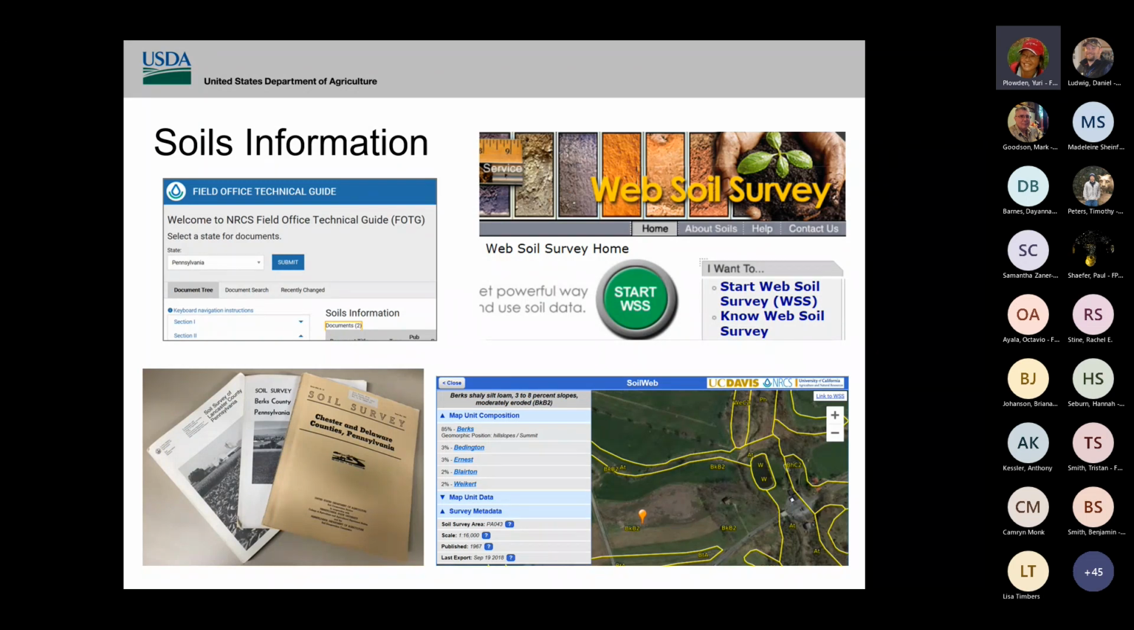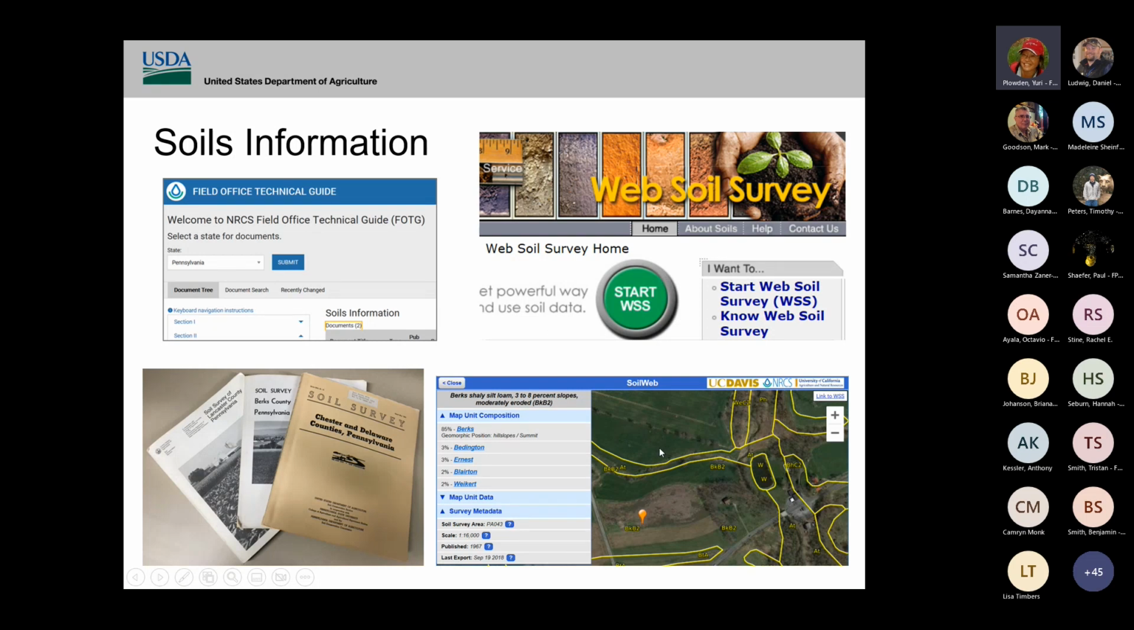Read through them sometime. They'll talk about the geology. They'll talk about the economics of the county. They're really valuable, with a lot of good information, but they're not the official data anymore. The official data now lives in Web Soil Survey, the website depicted on the top right of your screen. And then the other place where you can get official soils data is SoilWeb.